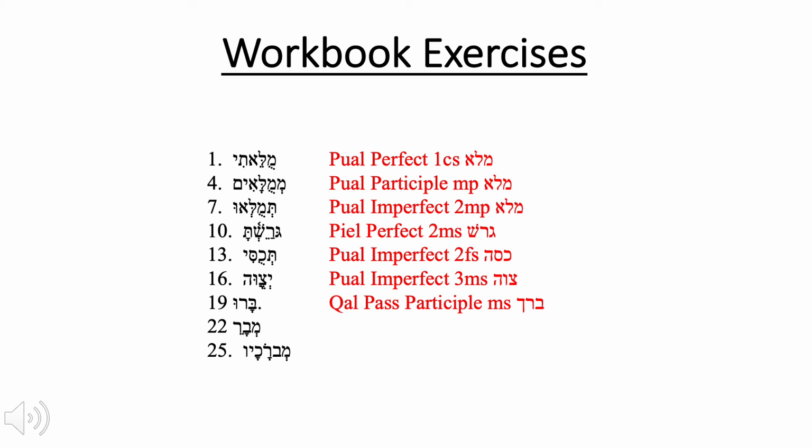Number 19 is a qal passive participle, baruch. This is a very, very common word, be blessed. Oftentimes it shows up in Jewish prayers, Baruch Adonai, blessed be the Lord. This is a qal passive participle, masculine singular. How about number 22?